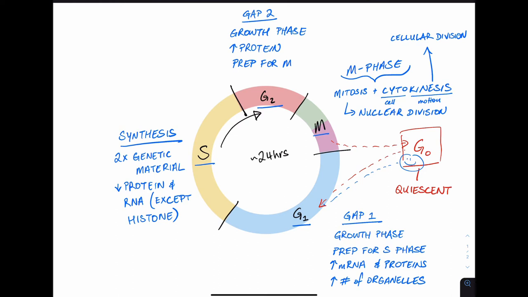After mitosis and cytokinesis, otherwise known as M phase, the cell can then either re-enter a quiescent state or continue on going through the cell cycle once again by entering G1. This depends on the needs of the cell and the environment. These phases, G1, S, and G2, are known as interphase, whereas M phase is separate.